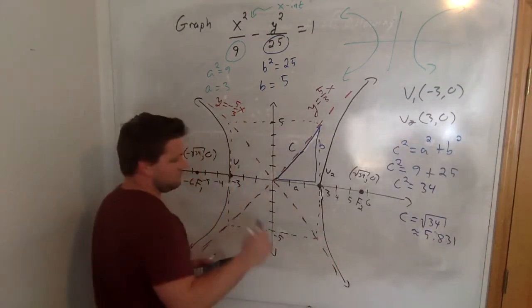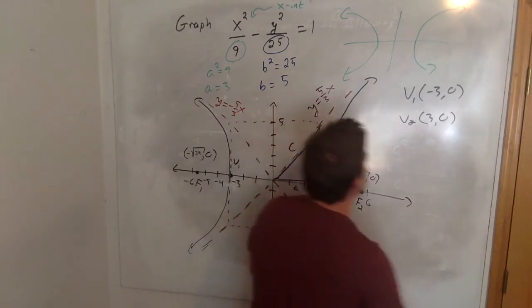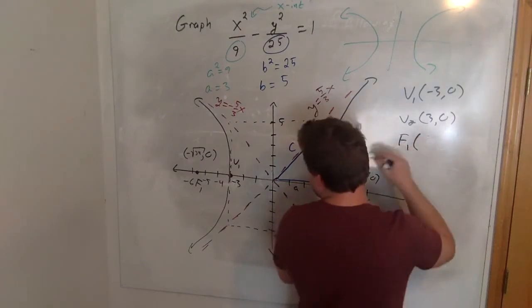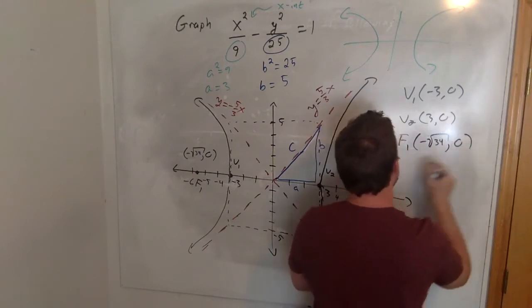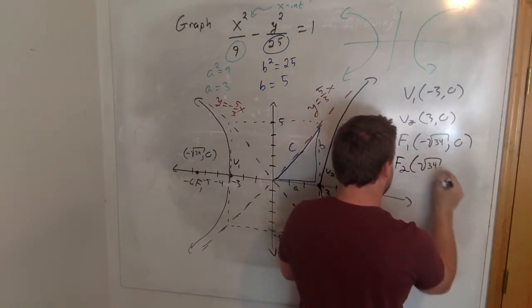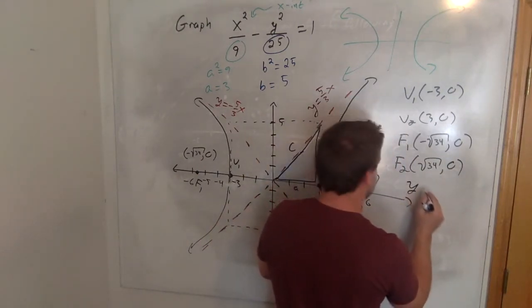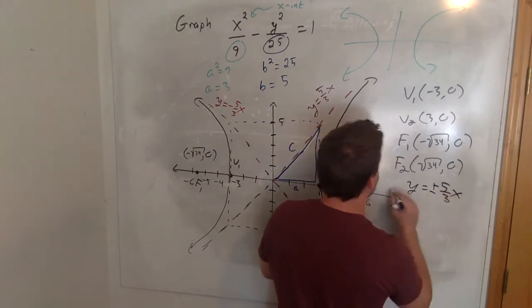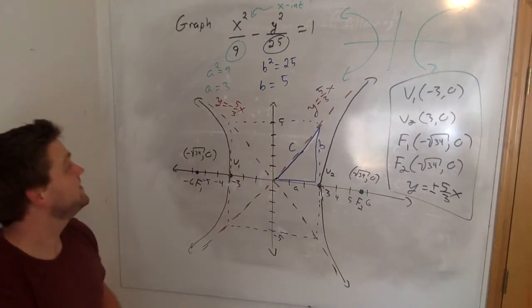So maybe I'll write all this information right here. Okay. We have the graph, we have our vertices, we have our foci are at negative square root of 34 and 0. We have the other foci is at square root of 34 and 0. And the equations of the asymptotes will be plus or minus 5/3 x. Okay, so here we have it. Awesome. Okay, let's do another one.